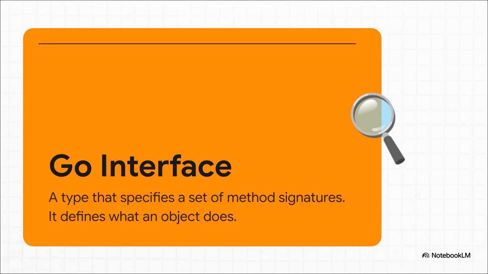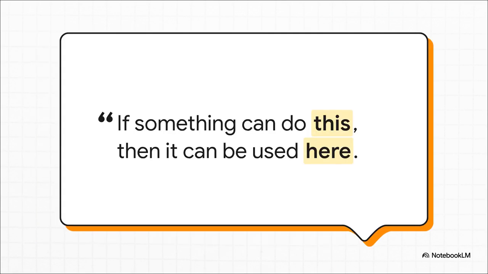Well, in Go, it's a type, yeah? But it's a special kind of type. It doesn't actually hold any data. Think of it more like a blueprint. It's just a list of method signatures. It's a formal way of saying, hey, whatever you are, I don't care, I just need you to be able to do these specific things. And this one sentence captures the entire philosophy behind Go's amazing flexibility.